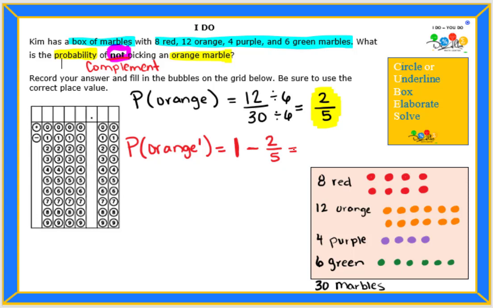Remember that when we have 1, the numerator and denominator will be the same number. We can pick any number as long as the top and the bottom number are the same. And since we are using fifths, we want 1 represented by 5/5. That way, when we subtract 2/5, we have a common denominator of 5. That common denominator will stay the same, so 5, and 5 minus 2 is 3. So the probability of not selecting an orange marble is 3 out of 5.